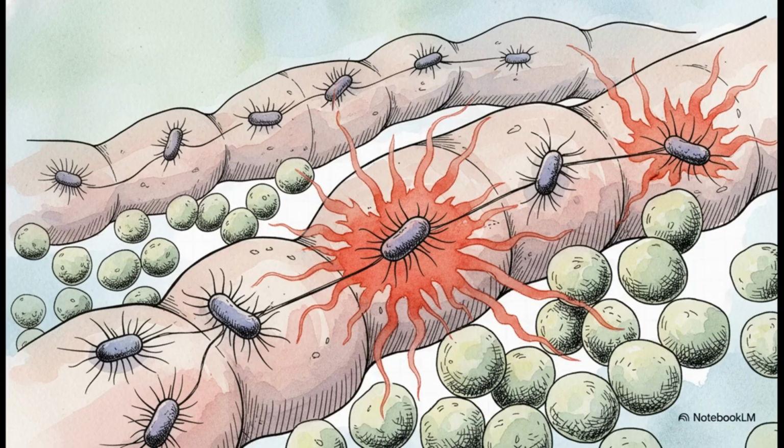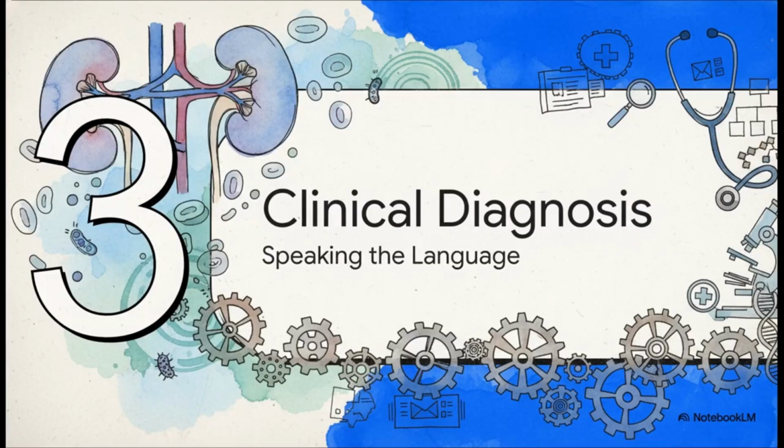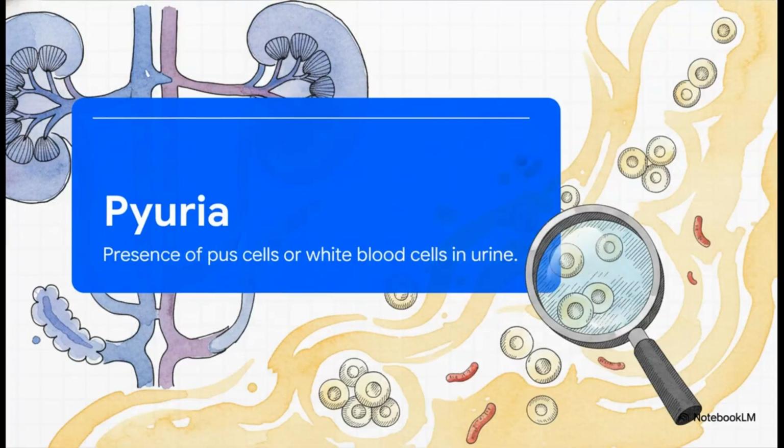Section 3. Diagnosis and medical terminology. Speaking the clinical language. Right, for the medical students and clinical professionals joining us, let's speak the clinical language for a moment. First term up is pyuria. This is the clinical presence of pus cells, which are essentially white blood cells in the urine.